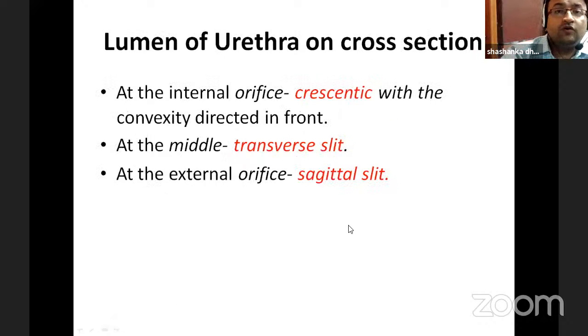The lumen of the urethra on cross section at the internal orifice is crescentic. In the middle it is like a transverse slit, and at the external orifice it is a sagittal slit. This is for the male urethra.